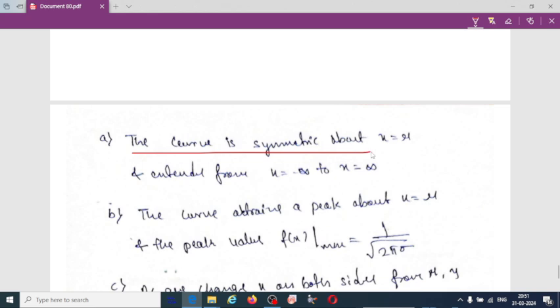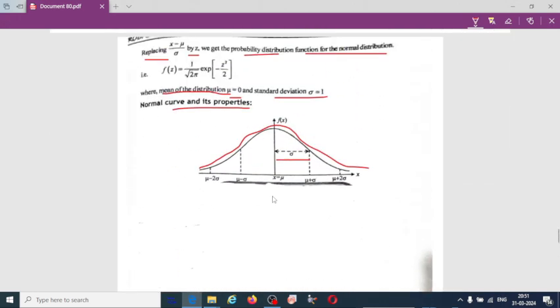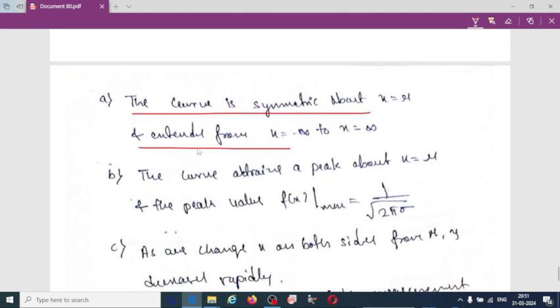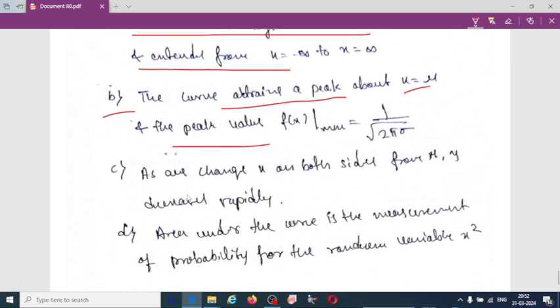A, the curve is symmetric about x equal to mu and extends from x equal to minus infinity to x equal to plus infinity. Here in this curve, it is symmetric about x equal to mu, on the right and left side. B, the curve attains a peak value at x equal to mu. As we can see in the graph, at x equal to mu we obtain the maximum peak value for the function, which is equal to 1 divided by root 2 pi sigma.